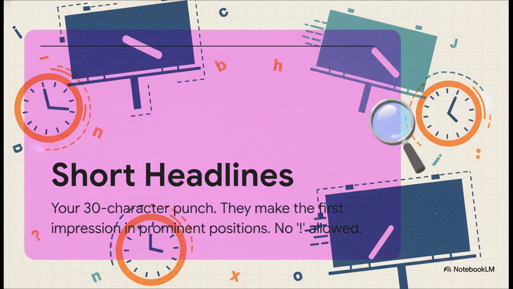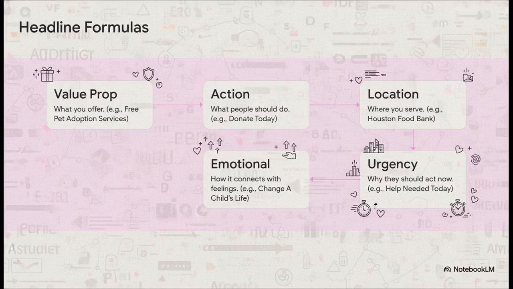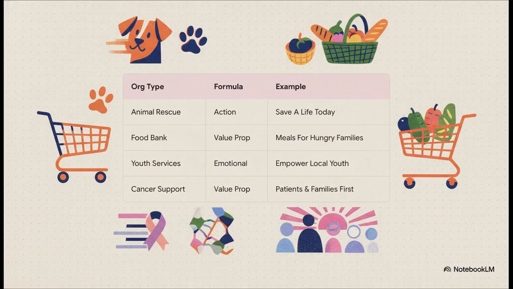And here's a super important rule you can't forget. Google does not allow exclamation points here. So how in the world do you make every single one of those 30 characters count? The key is variety. Instead of writing 5 headlines that all sound kind of the same, you're going to create 5 distinct ones based on these proven formulas. This isn't just about feeding the AI. It's about appealing to different human motivations, from a practical value prop to an emotional gut punch to a sense of urgency.